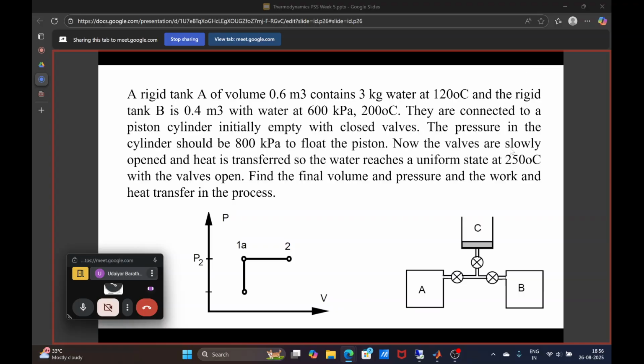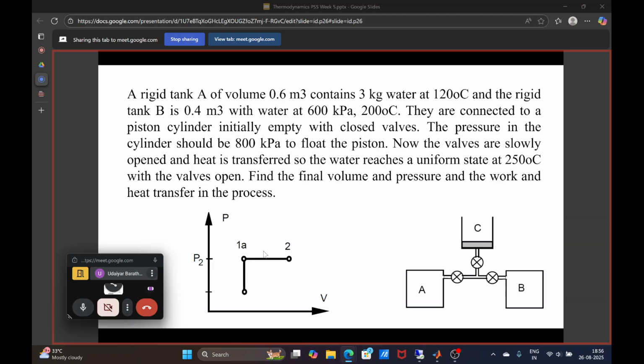So now the valves are slowly opened and heat is transferred, so the water reaches a uniform state at 250 degrees Celsius with the valves open. So find the final volume and pressure and the work and heat transfer in the process. So what will be the final volume, pressure, and the work and heat transfer during the process.